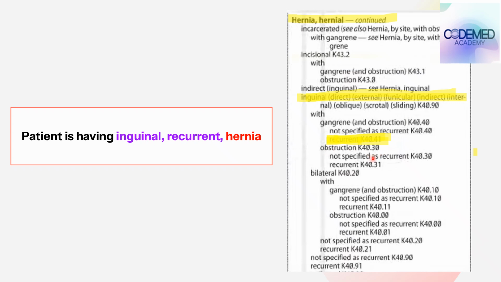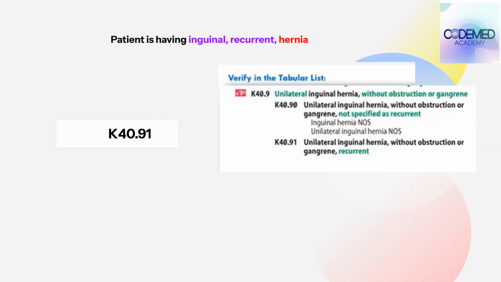Now I'll pick up this code, K40.41. And what will I do? I'll go to the tabular list. The tabular list is arranged in alphanumerical order. So I go from A to K, and in K also 1 to 40, and in 40 also 40.1, 2, 3 till 40.9. And here I found a term, K40.91, and it is written unilateral inguinal hernia without obstruction or gangrene, recurrent. And this is what the patient had.